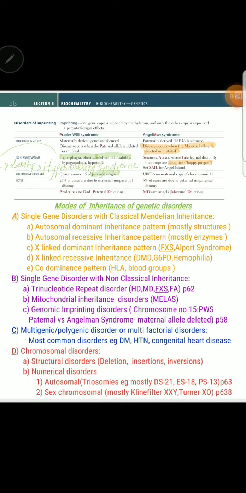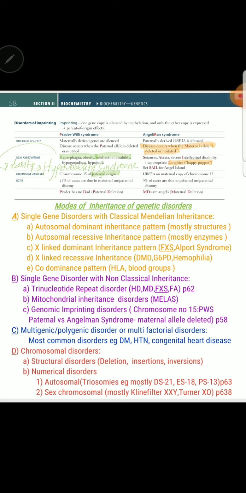Now moving on to chromosomal disorders, cytogenetic disorders. There are structural disorders like deletion, insertion, inversions. They are not much important here, and numerical ones are important. We will discuss only the autosomal ones. Most common are numerical disorders, and amongst numerical, trisomies are mostly there, and amongst trisomies mostly it is Down syndrome or 21 trisomy.